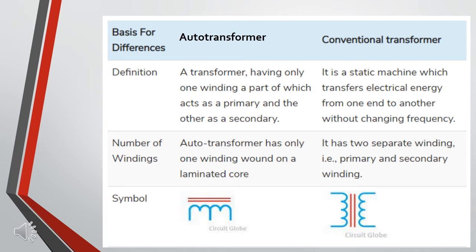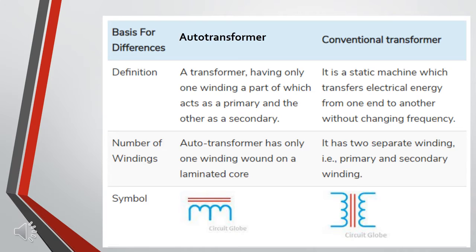Proceeding to the main topic. So I have here a list of the differences between the autotransformer and the conventional transformer. So the definition, I have already discussed this in the previous slide, na ang autotransformer is a type of transformer na meron lamang isang winding na kung saan merong parts na nag-act as a primary and a secondary.